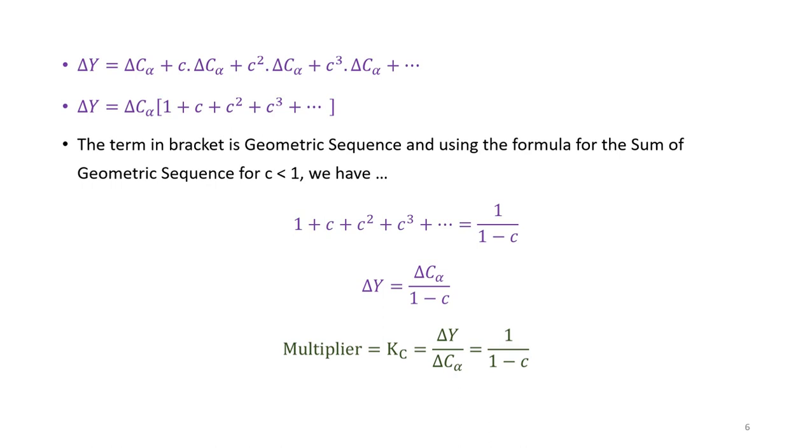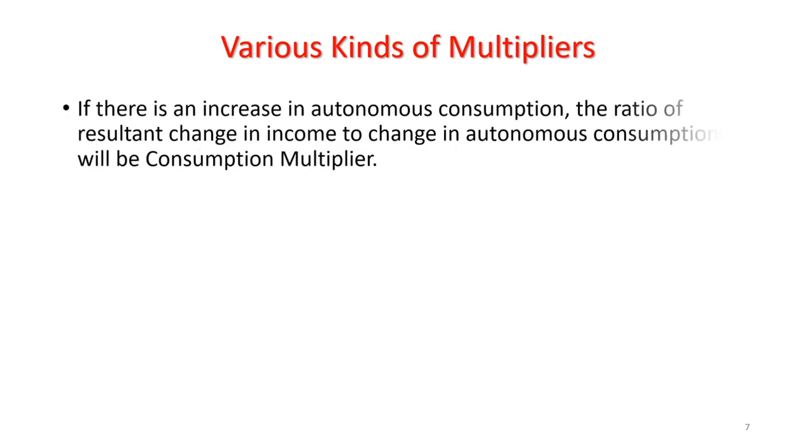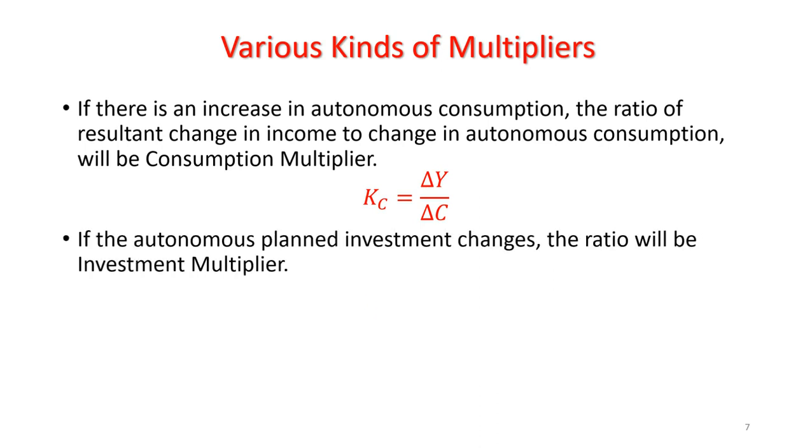Students, if there is an increase in autonomous consumption, the ratio of resultant change in income to change in autonomous consumption will be consumption multiplier, as we discussed in previous example. If autonomous planned investment changes, the ratio of the two, that is change in income to change in autonomous planned investment, will be investment multiplier.